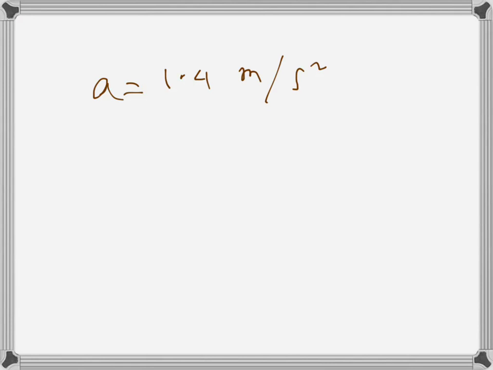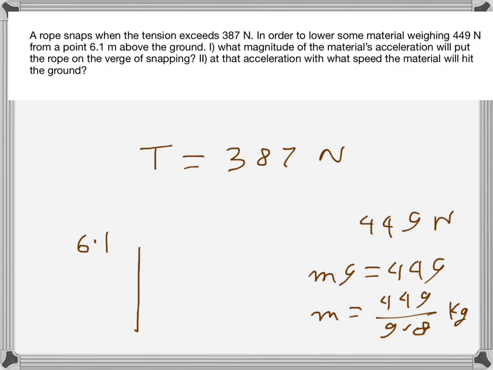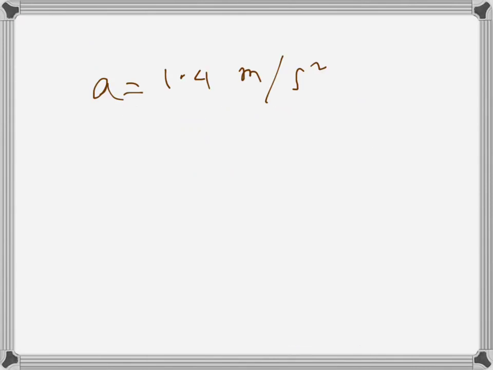Now the second part of the question is, at that acceleration, with what speed the material will hit the ground. So if the material falls at that acceleration, that is important. So it's not a free fall. If that happens, then what will be the speed with which it will hit the ground.